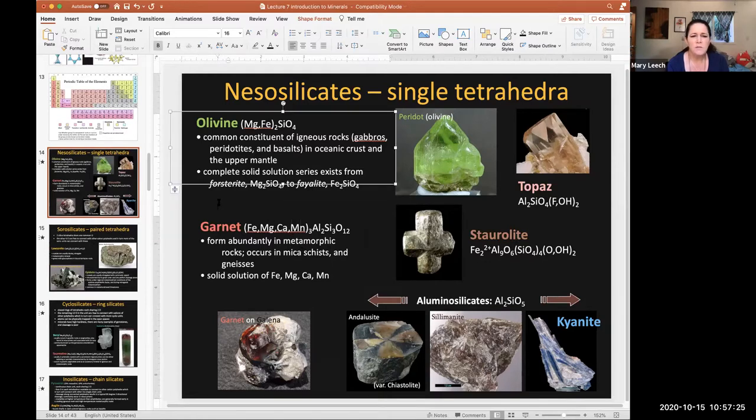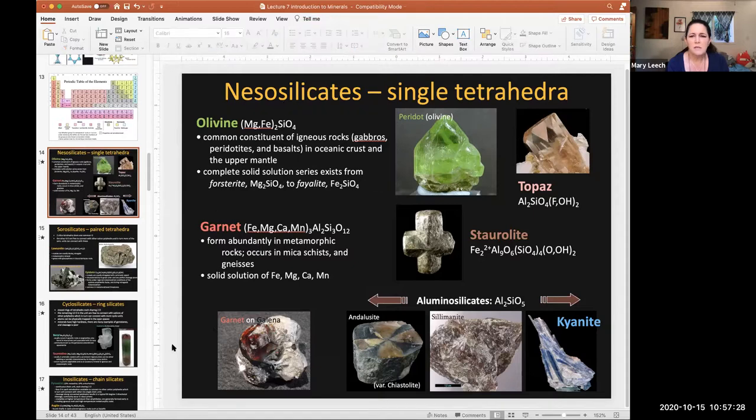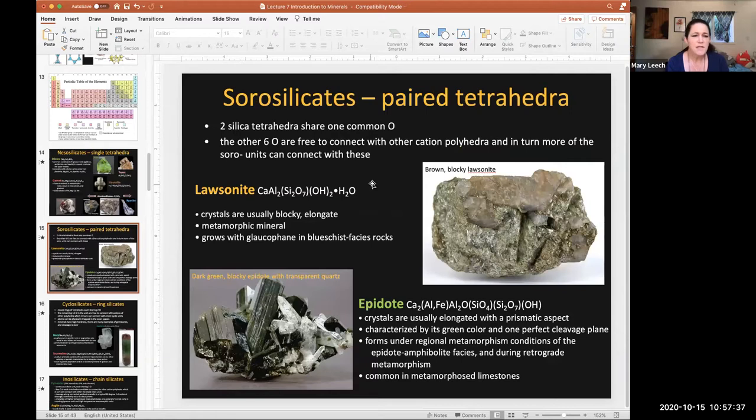Any questions about these isolated silica tetrahedra? Okay, paired tetrahedra. So I think I've put these in order from simplest silicate structures to more complicated structures. So I'm going from single tetrahedra to a pair of tetrahedra to a ring to chains to a 3D framework.